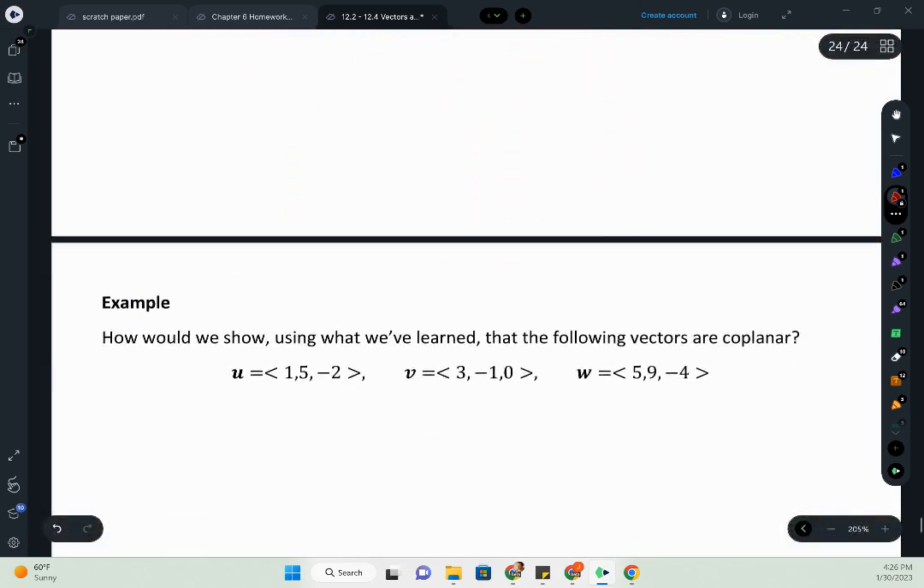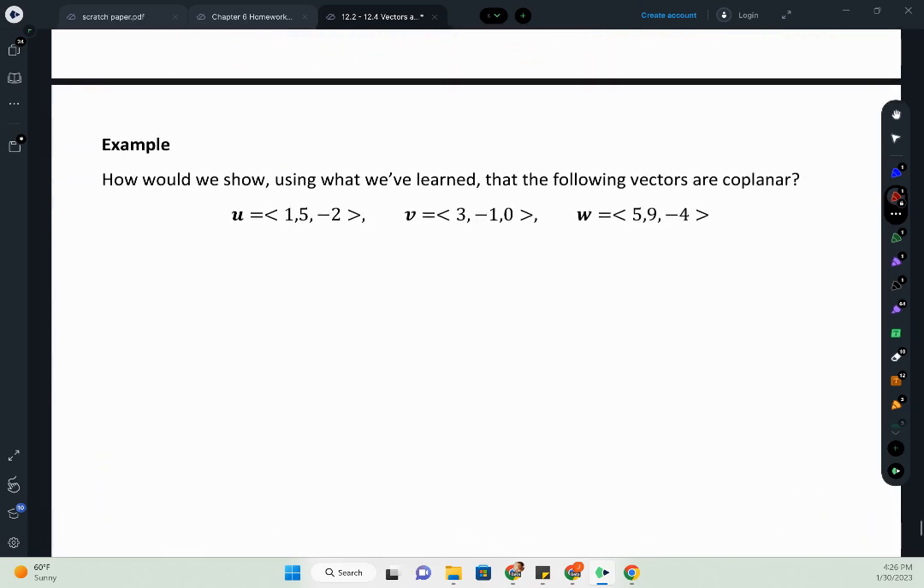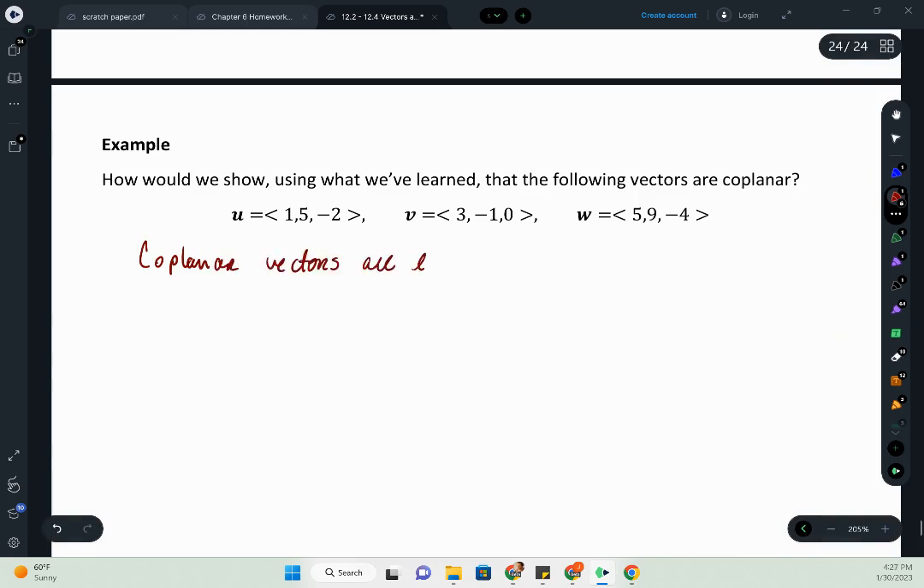The last problem is, how would we show, using what we've learned, that the following vectors are coplanar? And we're given 3 vectors. Now, you wouldn't know what to do if you don't know what coplanar means. So like, there are issues if you don't know the vocabulary, and this is your first time probably even seeing that word. So let's define it. Coplanar vectors all lie on the same plane.